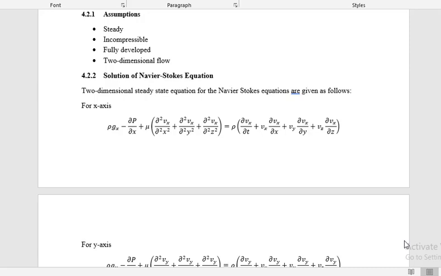Hello everyone. Today we are going to discuss how to solve a Navier-Stokes equation for the given problem. Let's suppose we start from here. We have assumptions which are steady state, incompressible, fully developed and two-dimensional flow. These are the assumptions that we have made, and they are usually given in the problem, such as in the two problems that you have shared with us.